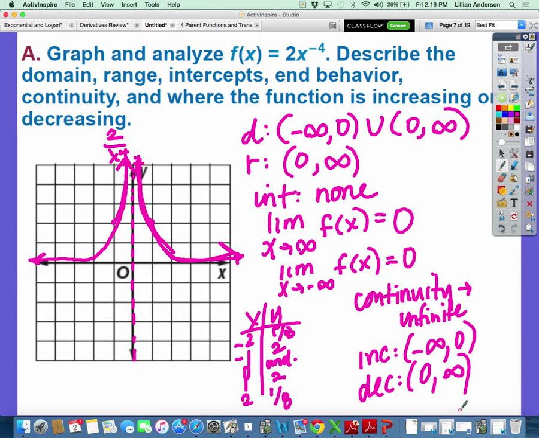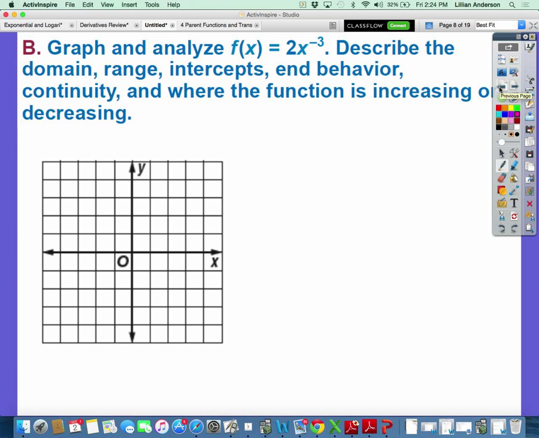Flip over to the next one. Try to answer all the questions. Try to graph it. When you plug in -2, what do you get? Negative 1, 4. And then when you plug in -1, negative 2. When you plug in 0, there's an asymptote there. When you plug in 1, 2. And then 2, 1, 4.